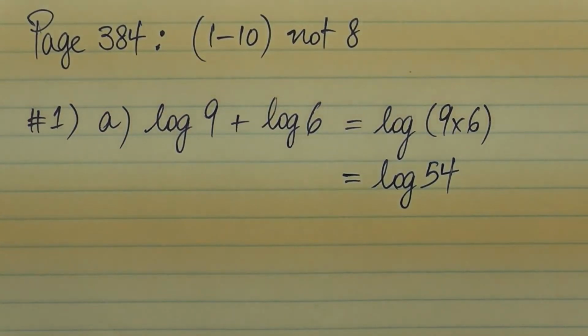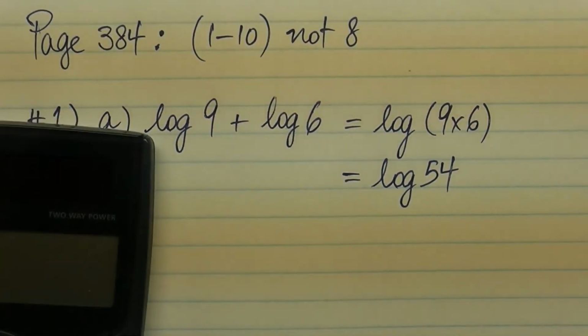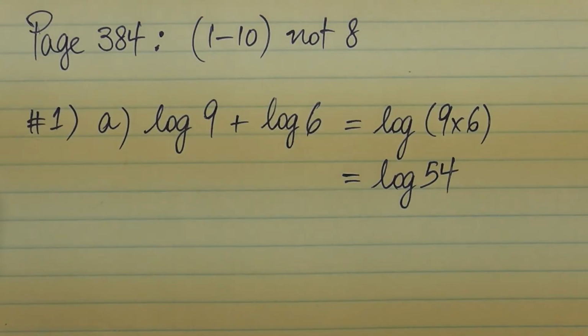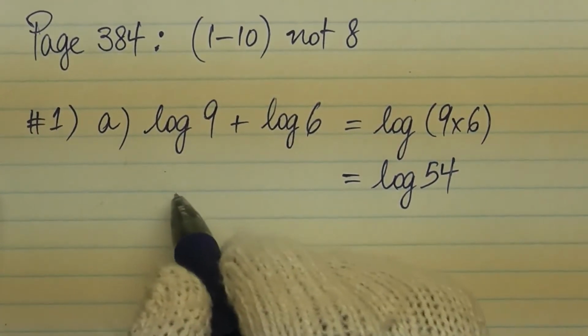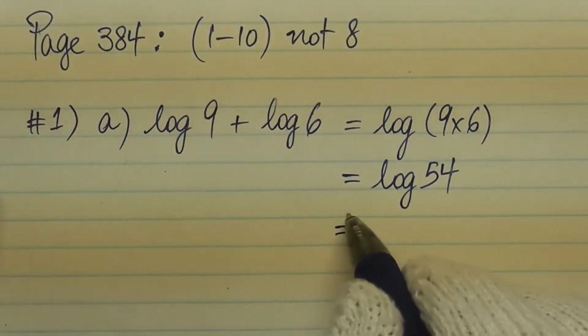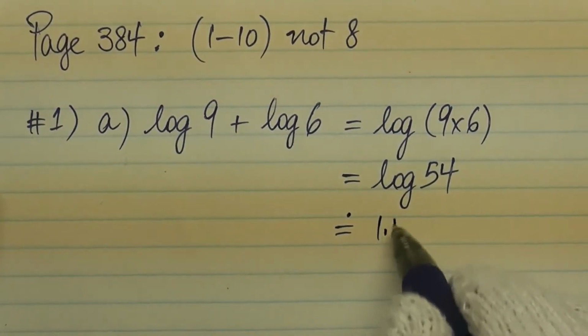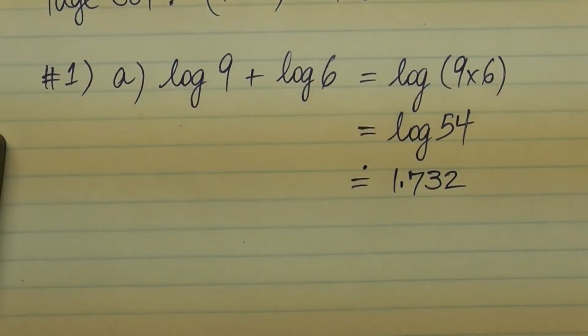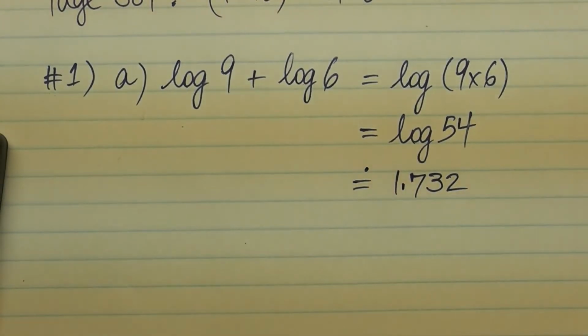Now, to save some time, you'll notice that in question 2 it says use a calculator to evaluate correct to 3 decimal places. So I'm just going to do that at the same time. The log of 54 correct to 3 decimal places is 1.732. It should be a familiar number.